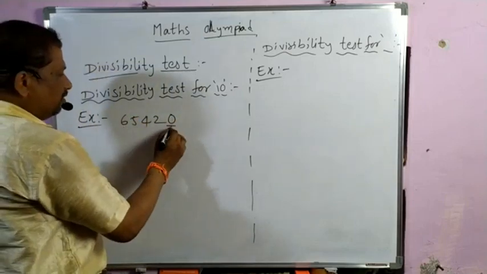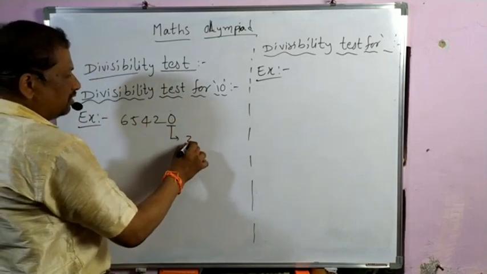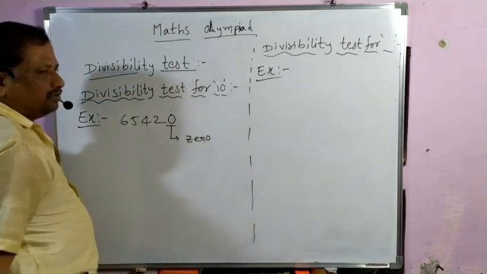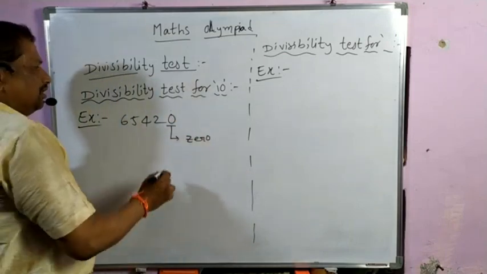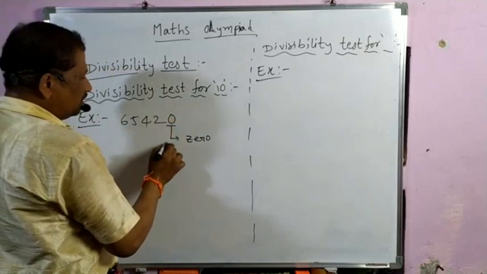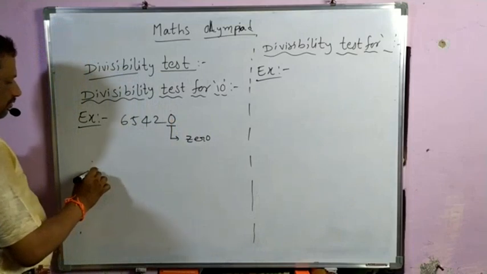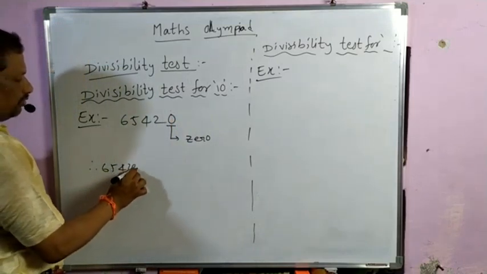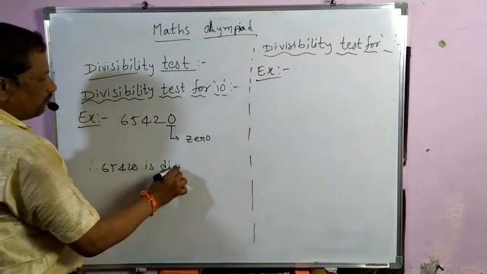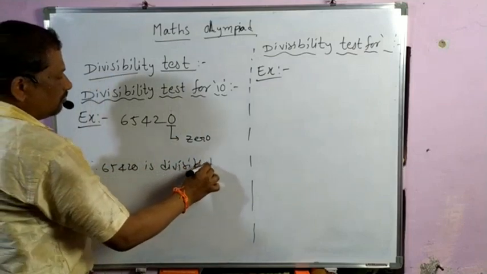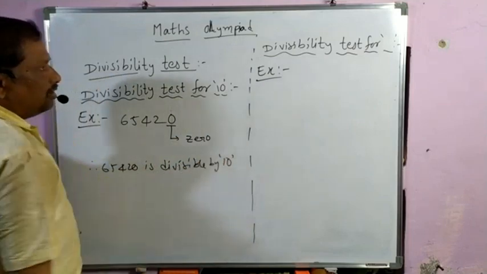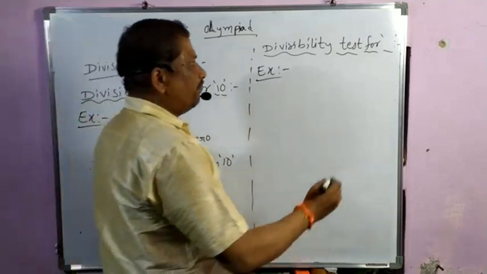This number consists of 0 at the unit place. Unit place or last digit, that is what we call it. It has 0, so it is divisible by 10. So therefore 65420 is divisible by 10. Next, divisibility test for 11.